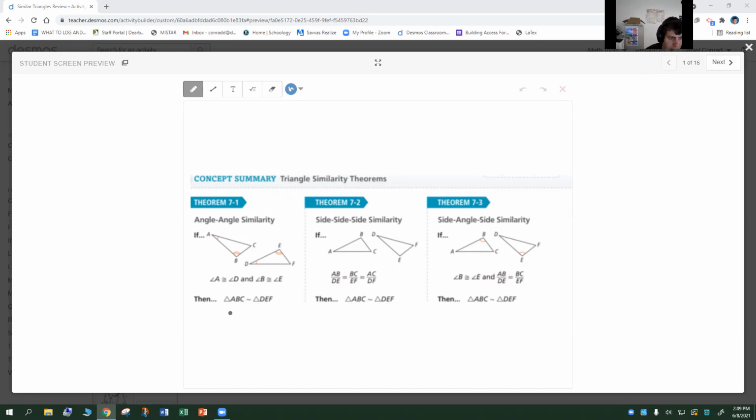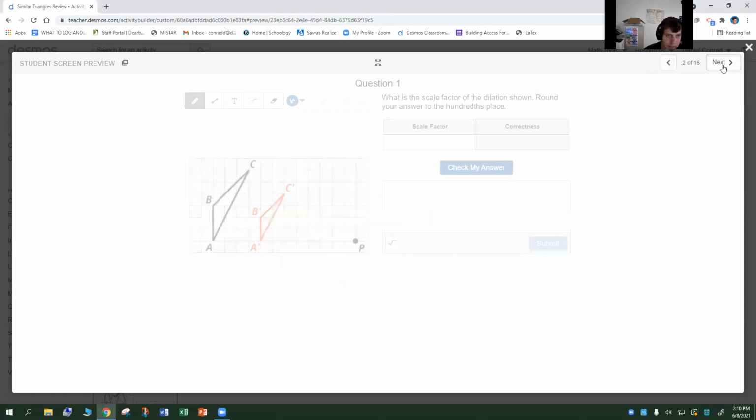So angle-angle similarity here. If you can show that two pairs of angles are congruent, then we know the triangles are similar. They have to be the same shape. For side, side, side, we'd have to show that the ratios of the corresponding sides are all equal. And that would show that those sides are all proportional. Or we can find that the ratios of two pairs of corresponding sides are equal, as long as their included angles are also equal. And that would give us side, angle, side.